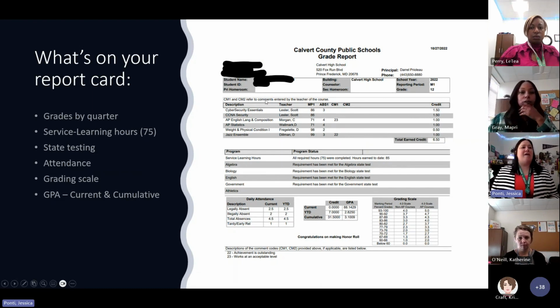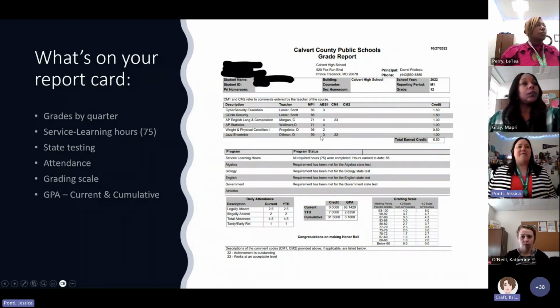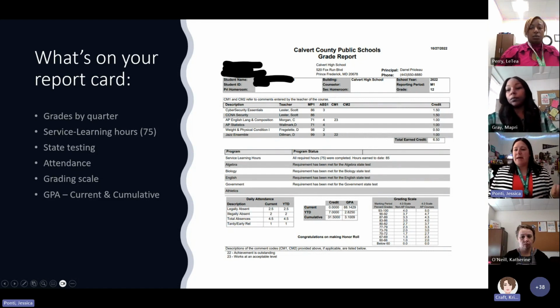So you'll see each class listed in this section of your report card, along with your final first quarter grades for each class. Now, alongside of that, you'll see information about your absences, how many times you missed a particular class or class period.